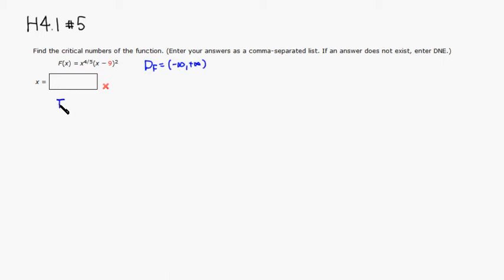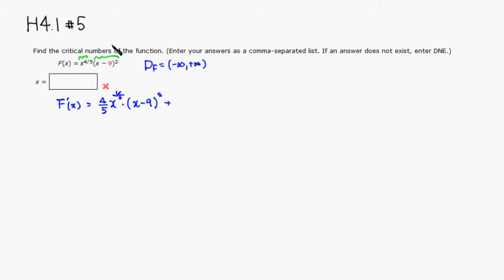So we take the derivative of this. Now we have to use the product rule. This is our first function and this is the second. The derivative of the first: put 4/5 outside x, then subtract 1 from 4/5, so it's negative 1/5, times the second, which is (x minus 9) squared.